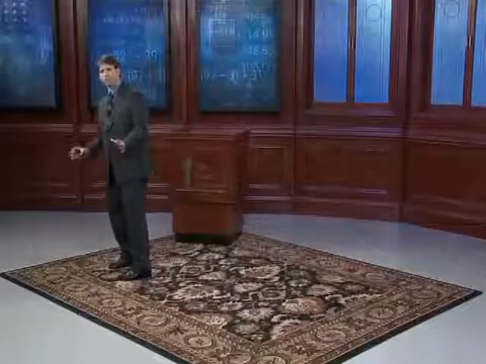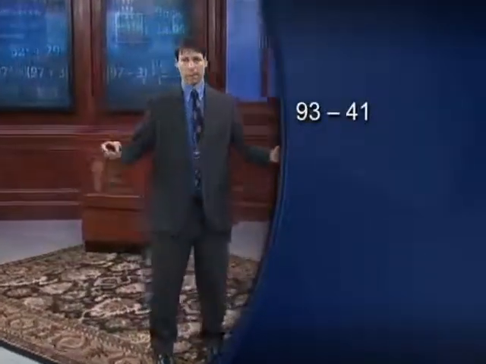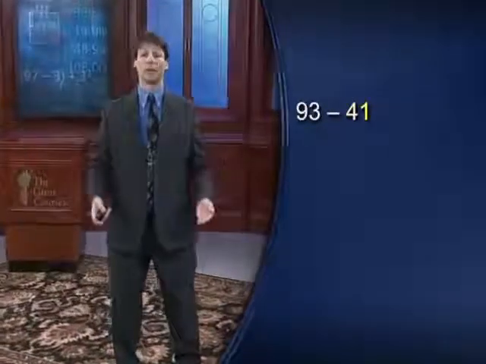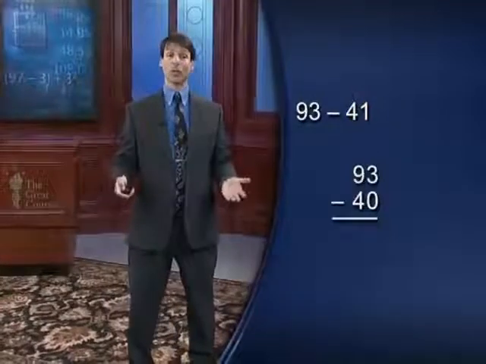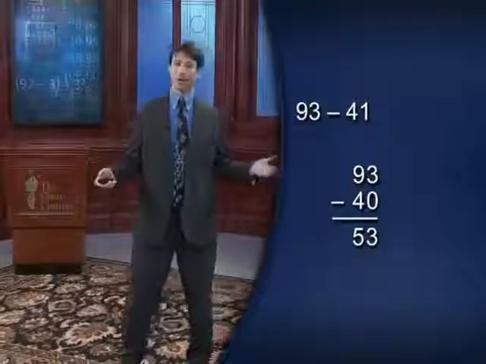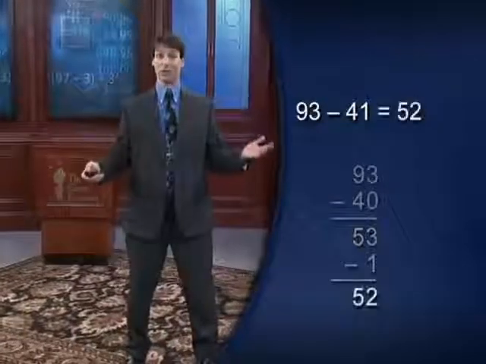How are we going to do mental subtraction? Well, just like with mental addition, we do it one digit at a time from left to right. We'll start with two-digit numbers. Let's look at the problem 93 minus 41. All right, we're going to first subtract 40, then subtract 1. 93 minus 40 is 53. So you have a new, simpler problem, 53 minus 1, which is 52.